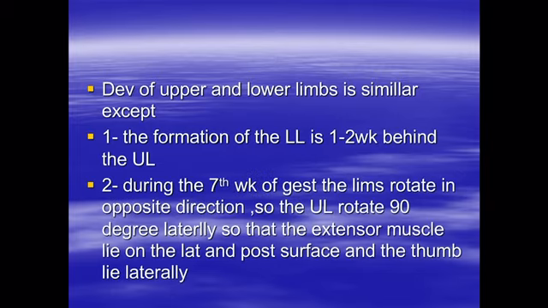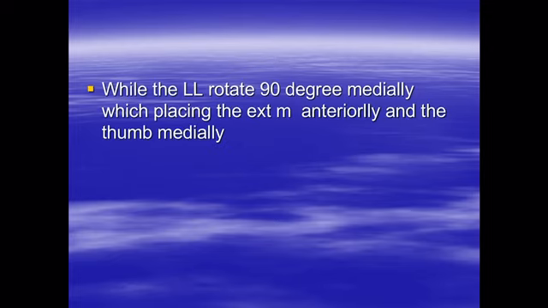During the 7th week of gestation, the limbs rotate in opposite directions. So the upper limb rotates 90 degrees laterally, so that the extensor muscles lie on the lateral and the posterior surface, and the thumb lies laterally, while the lower limb rotates 90 degrees medially, which places the extensor muscles anteriorly and the thumb medially.